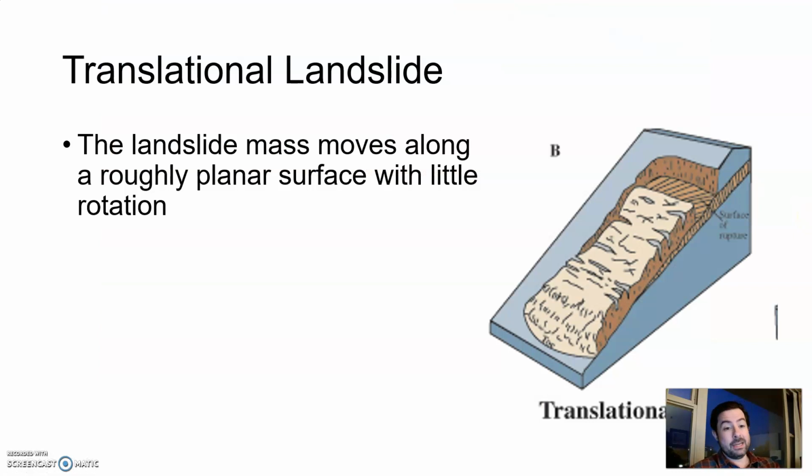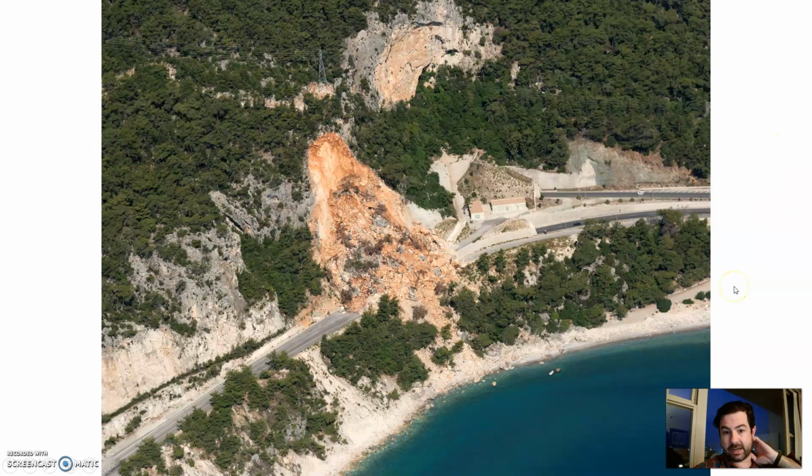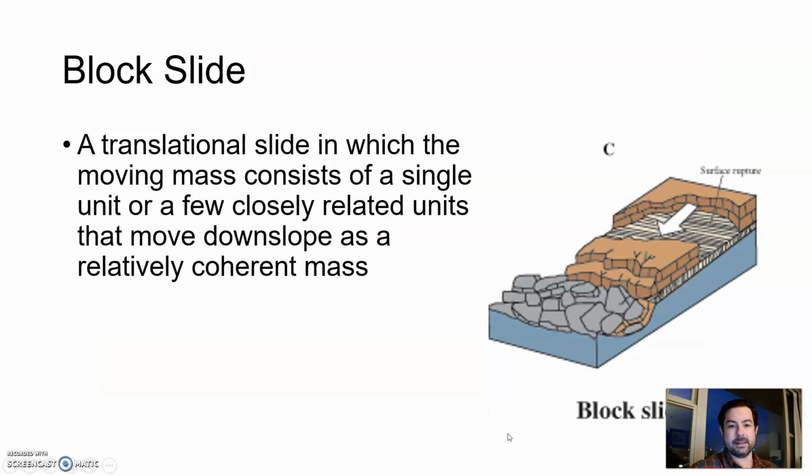Then you have translational landslides. This is just a straight shot. The landslide mass moves along a roughly planar surface with little rotation. It's pretty much just a straight shot down. Again, there's not much curve to it. It's just straight down. So that would be a translational landslide.